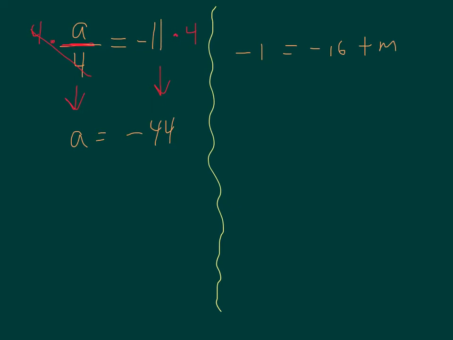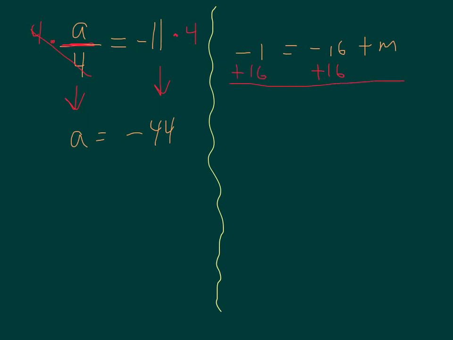And so working with me, who has to go? Well, we want m to be by itself, so who has to go? This negative 16. And so the concept of addition and or subtraction holds them together. So if I want to get rid of the 16, I'm going to add 16 to a negative 16. And whatever I do on the right side, I'm going to do on the left side.